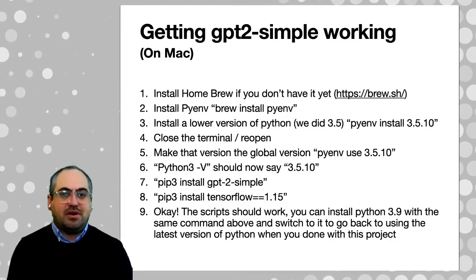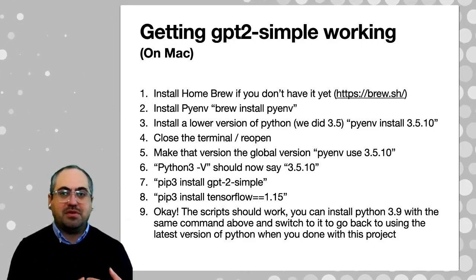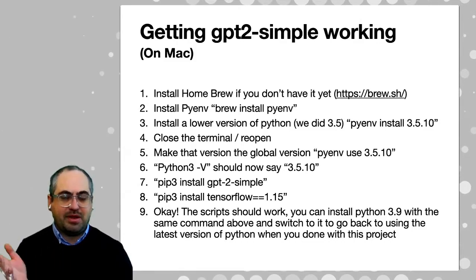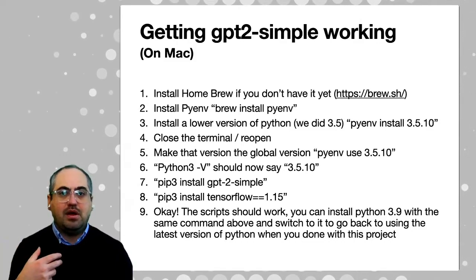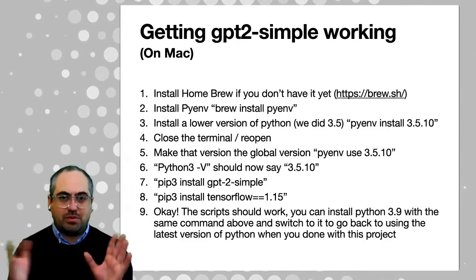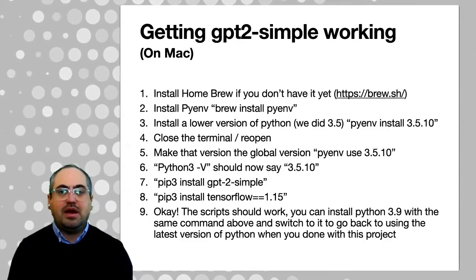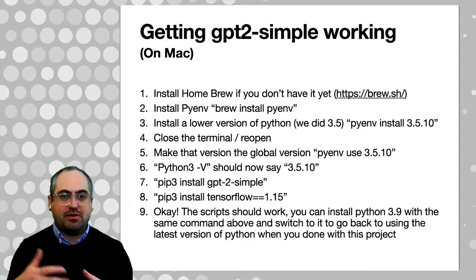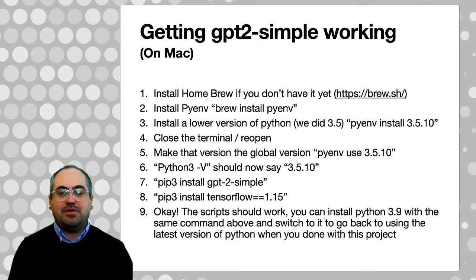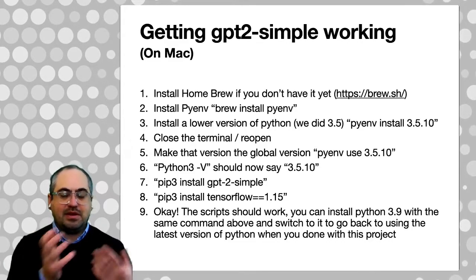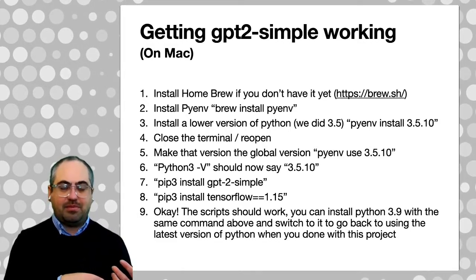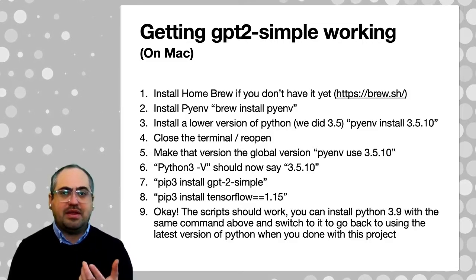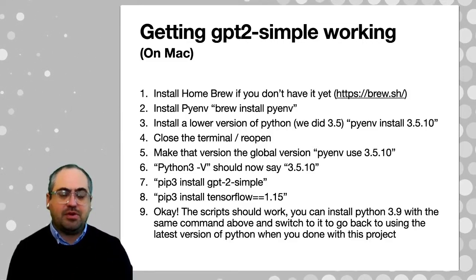Once that's installed, we can install whatever version of Python we want. So we install the lower version: pyenv install 3.5.10. That installs Python version 3.5. Then we closed our terminal and reopened it so that it was refreshed. And then we said, okay, let's use Python 3.5.10 as our version of Python on the system. That makes 3.5.10 the version being used on your system, and you can test that by saying python3 hyphen uppercase V, and that will say what version of Python is being used.